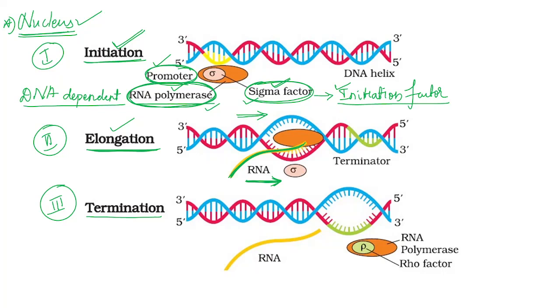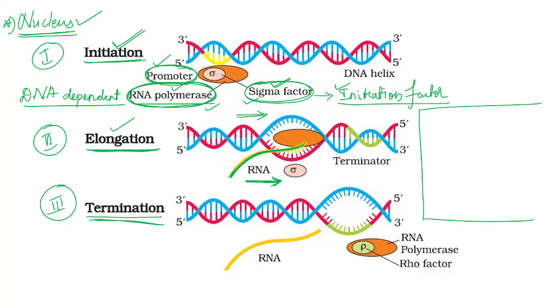And what happens in the third one? Termination, okay. Third step is what? Termination. What is termination? End of the process here, okay, end of the process. Before going to the termination, I will just explain to you how exactly elongation will take place. See, in this particular box I will explain how exactly elongation will take place.